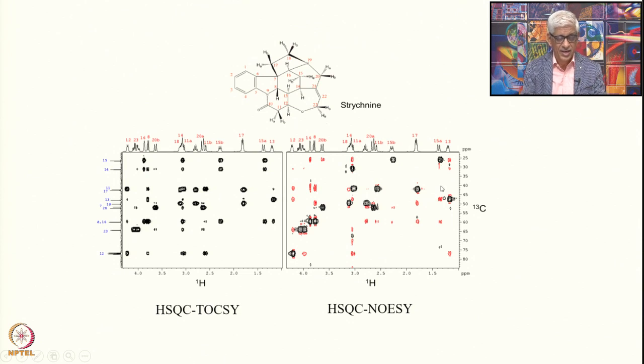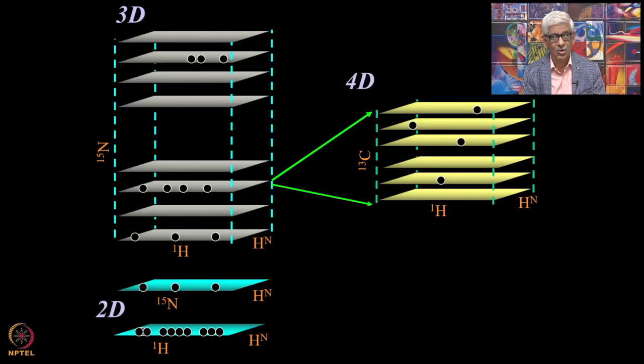This is just to illustrate how these experiments are useful for arriving at the assignments on the one hand and the structure of the molecule on the other. So now you can appreciate better how we can make use of a three dimensional experiment. Now we talked about the two dimensional experiments. I explained to you earlier that at a particular amide proton chemical shift, there are so many amino acids, so many chemical shifts, so many peaks here.